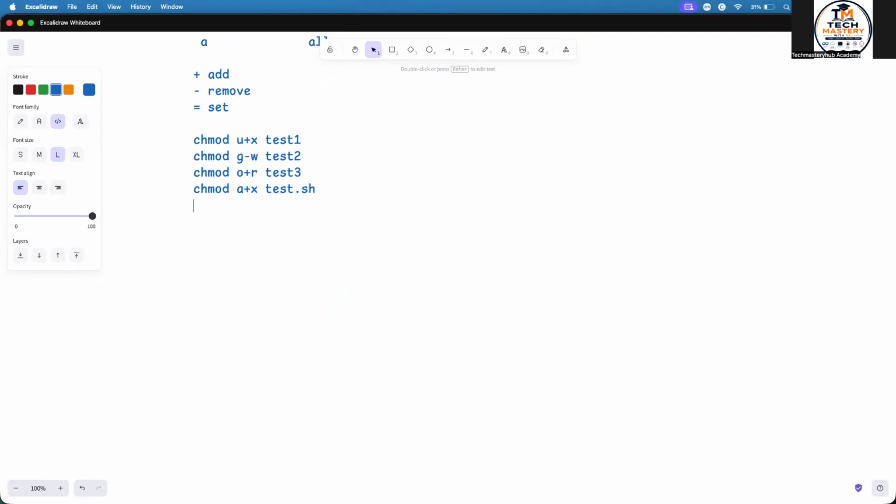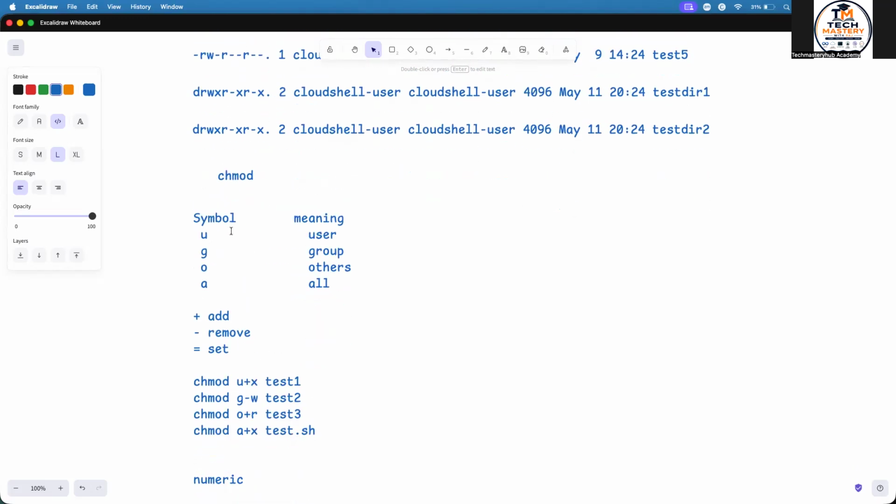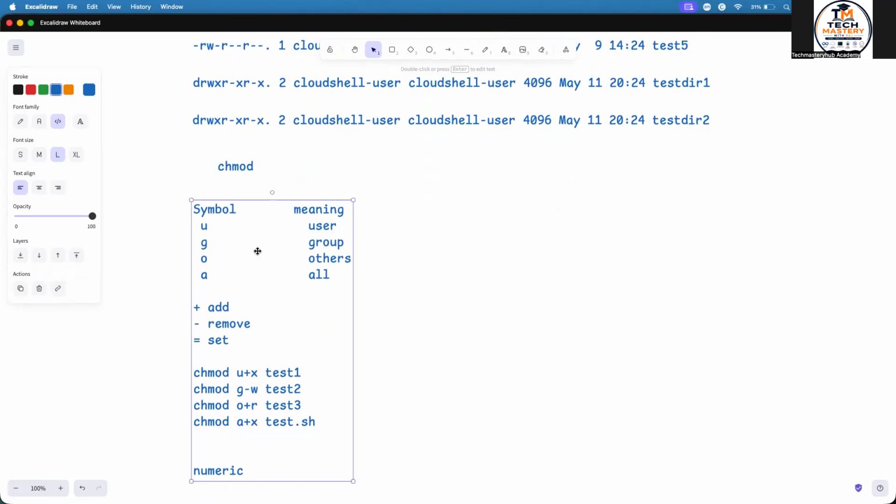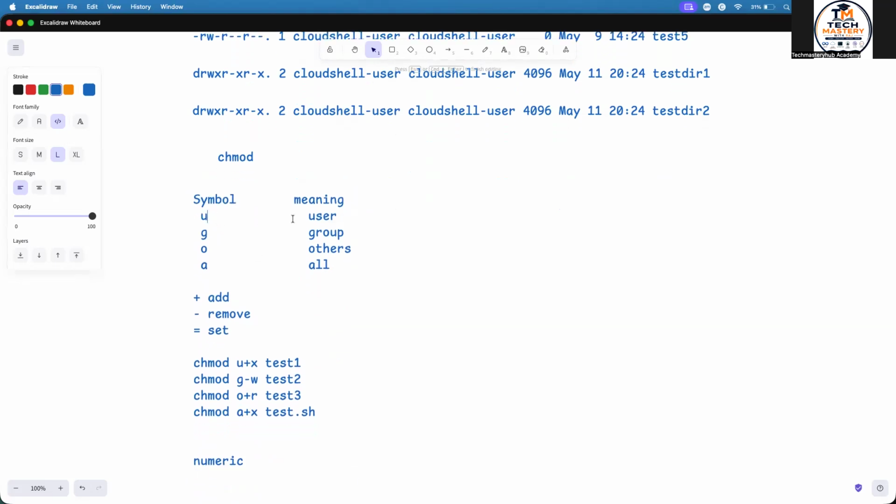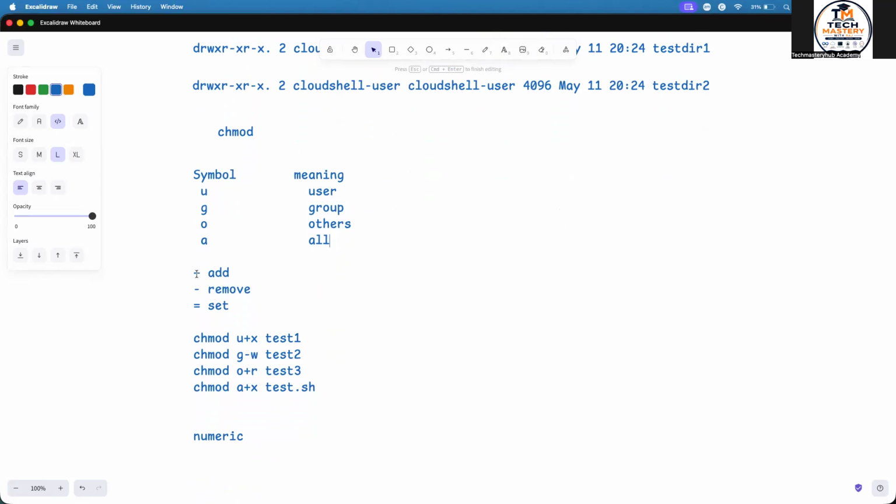Okay, so this is the symbolic method. Now let's understand the numeric method. But first, let's go through this symbolic method once again. u is user, g is group, o is others, a is all. Plus means add the authority, minus means remove the authority, and equals means set the authority.